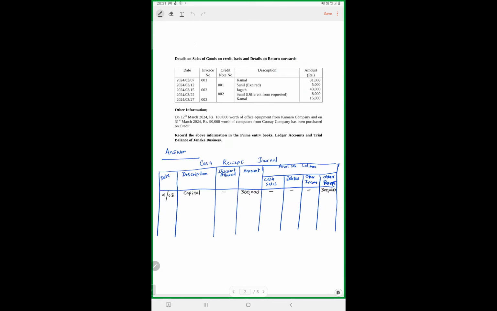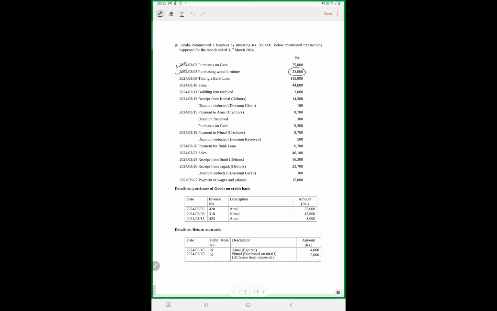Next one, taking a bank loan. So it means Janaka has taken a bank loan. It means cash flow will be increased. After taking a bank loan, the business's money increases. So therefore it should be included in the cash receipt journal.